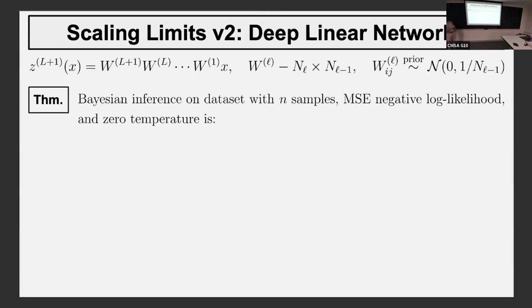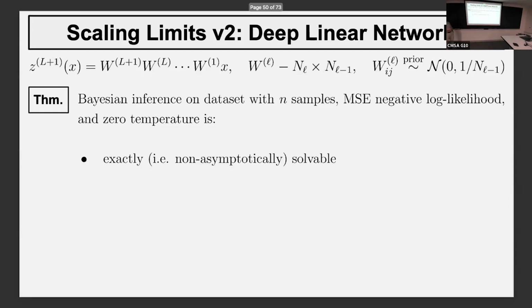Okay, so the theorem was like this. We observe a data set with n IID samples. We have just a mean squared error as our negative log likelihood. That's the analog of having mean squared error as your loss function. And we do Bayesian inference at 0 temperature. So that means like in the usual modern setup, you exactly fit the data. Okay, you enforce the condition that you fit all your training data points exactly.